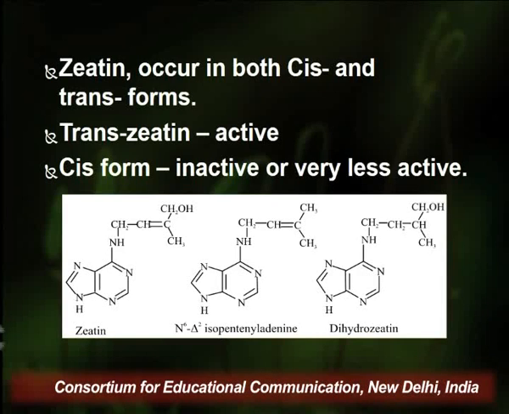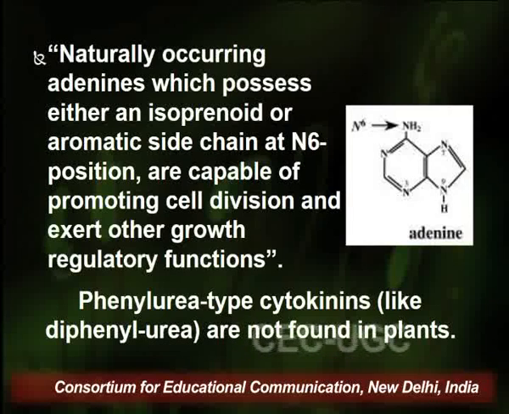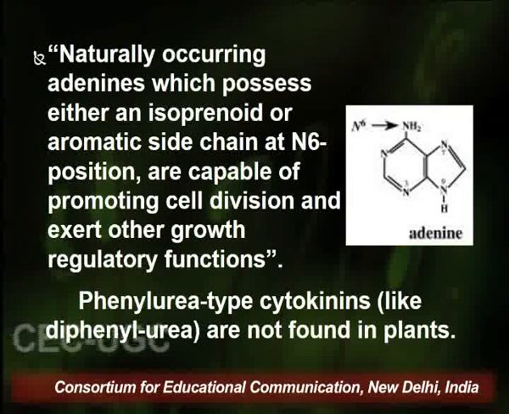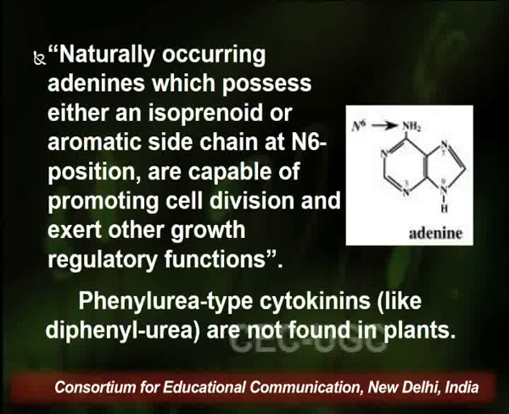And as you can see in the structure of these naturally occurring cytokinins, one thing is common in all these structures, that is the presence of the adenine nucleus. Therefore cytokinins are defined as naturally occurring adenines which possess either an isoprenoid or aromatic side chain at the N6 position, and these compounds are capable of promoting cell division and exert other growth regulatory functions. As I told you initially, cytokinins are responsible for the cell division that leads to the growth of the plant.